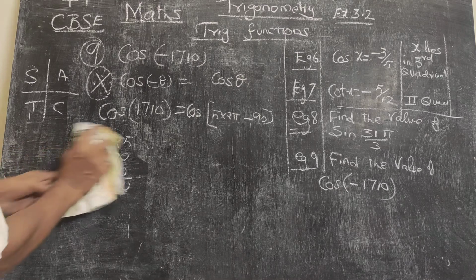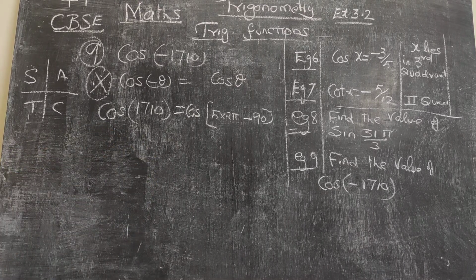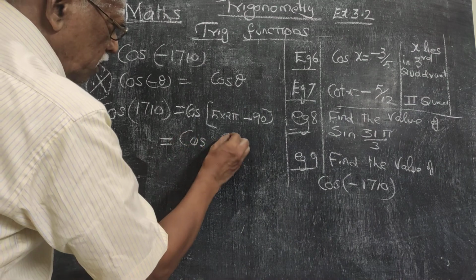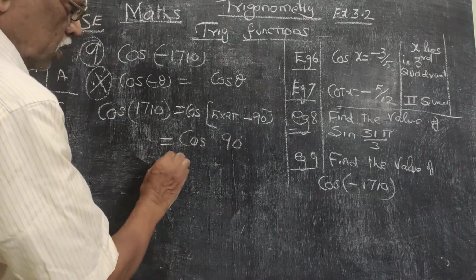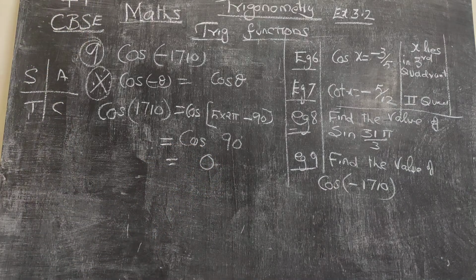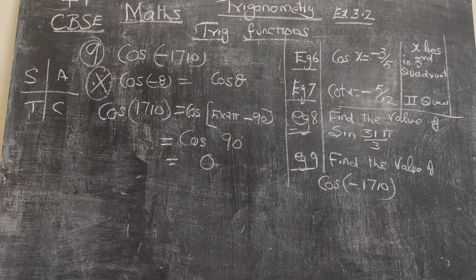Cos of multiples of 2 pi plus or minus something is cos, no change for that. So it is simply cos 90. Cos 90 is 0, so it is immaterial whether it is a minus or plus. So we can simply leave the problem: the answer for cos minus 1710 is 0.